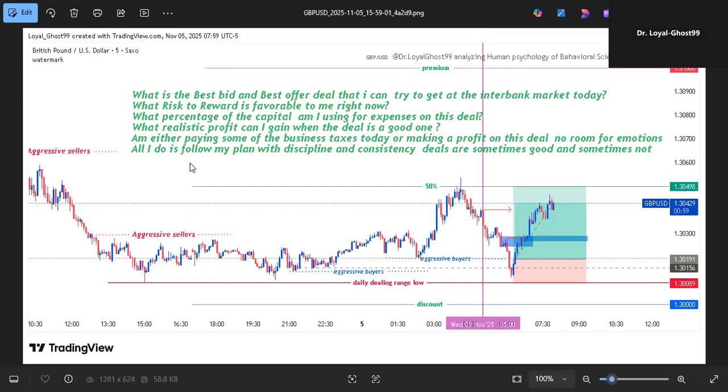What else do I have to say about my financial model is, these are the questions I always ask myself: what is the best bid and best offer deal that I can try to get at the interbank market today? After looking at the exchange rate, what risk to reward is favorable to me right now? Like 1:2, 1:3, 1:4, 1:5. Which of those am I okay with according to the current price action? What realistic profit can I gain when the deal is a good one?